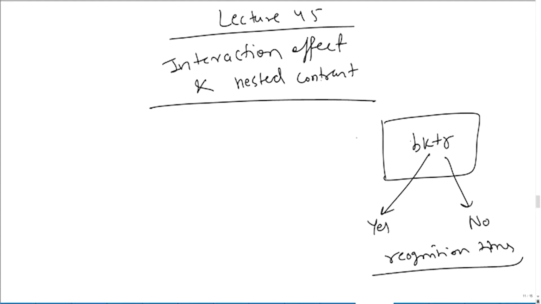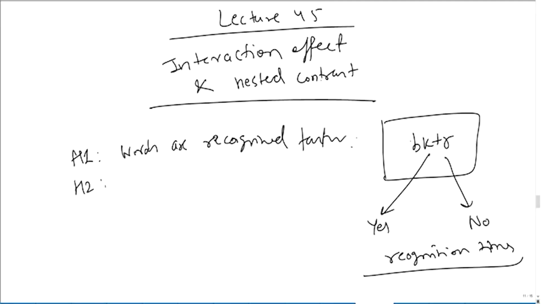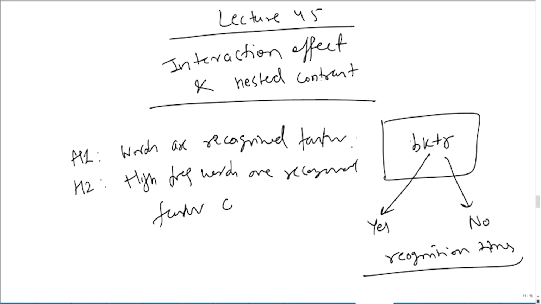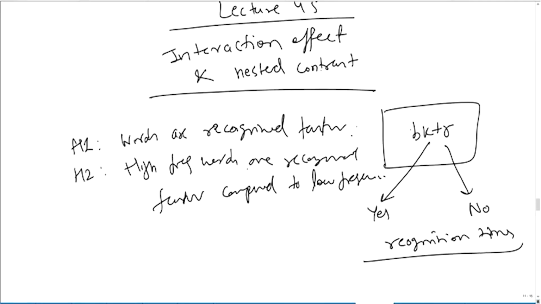Okay, in the previous model we tested two hypotheses. One hypothesis was that words are recognized faster compared to non-words, and the second hypothesis was that high frequency words are recognized faster compared to low frequency words. Okay, good. So these were our hypotheses.